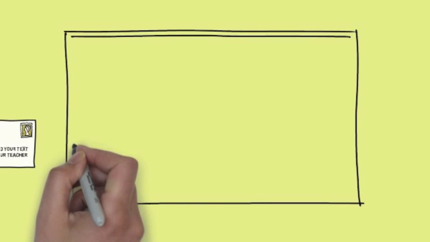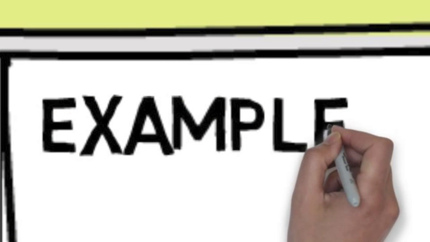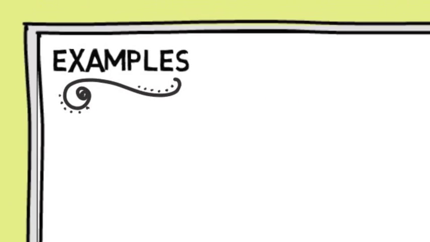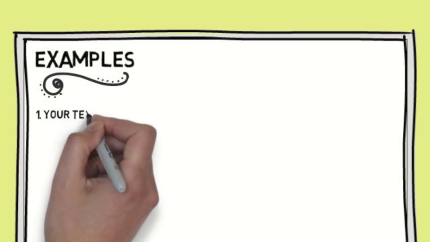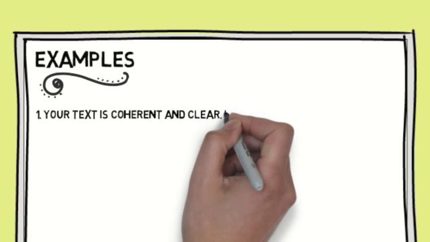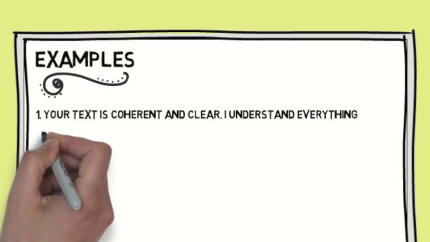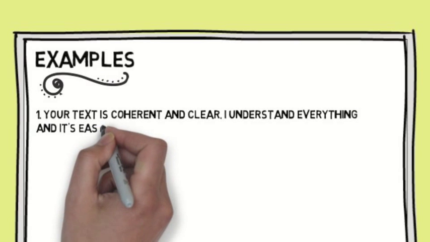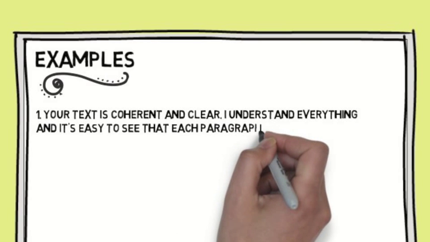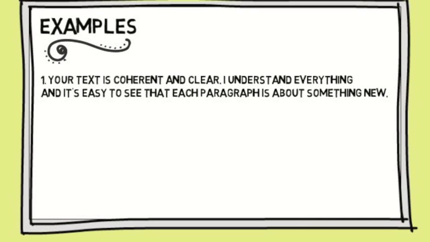Of course, I want to give you some examples to show you exactly how this could be done. So here you go, a few examples from me on how you can give your stars and wishes. Example number 1 is a star. Your text is coherent and clear. I understand everything, and it's easy to see that each paragraph is about something new.